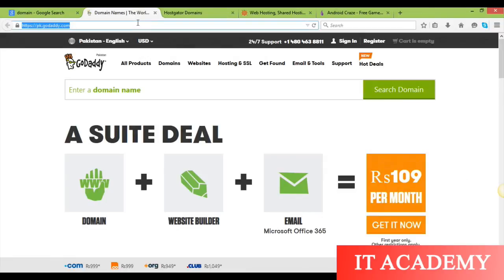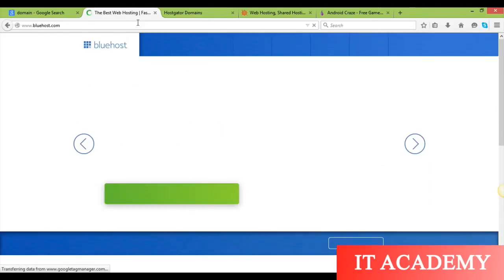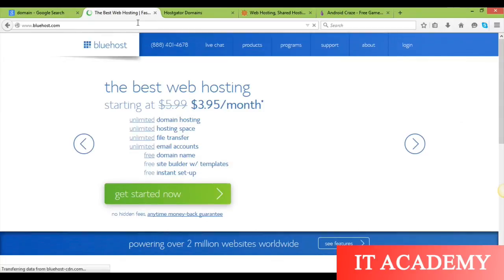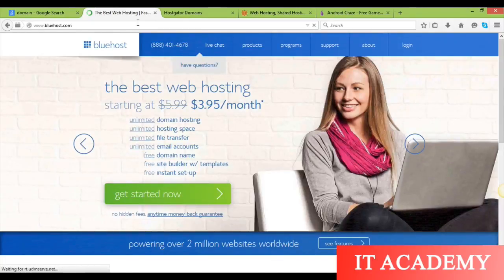The next one is bluehost.com. I have also experienced their hosting. Their hosting is also good and their servers are up most of the time. If their server goes down, it may be for just 1 to 2 minutes and it doesn't affect anything. So this is about hosting and the domain name.